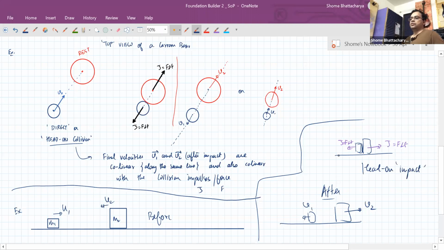Collision can also be called an impact. Just make a quick note of this. We'll discuss further.